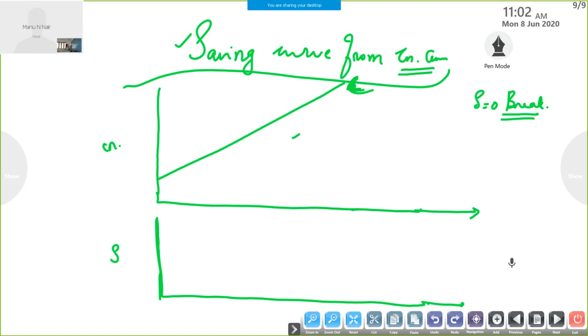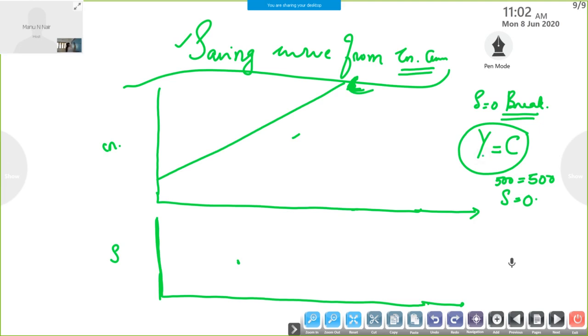So what is s is equal to 0? S becomes equal to 0 when the level of income is equal to consumption. Income is 500, consumption also 500, so 500 is equal to 500, that shows saving is equal to 0. So we have the consumption curve. We are going to find a break even point from this panel. Then we can derive the saving curve in the other panel.